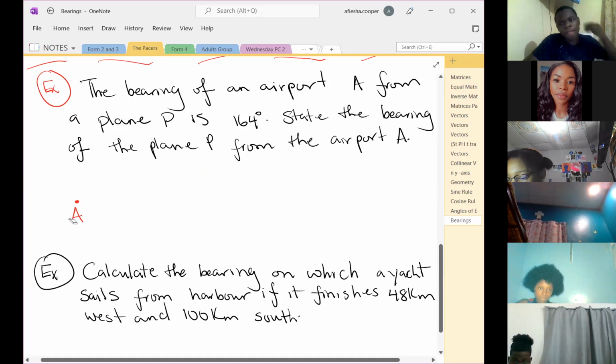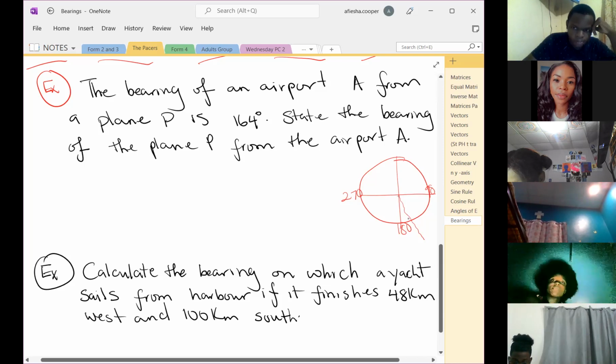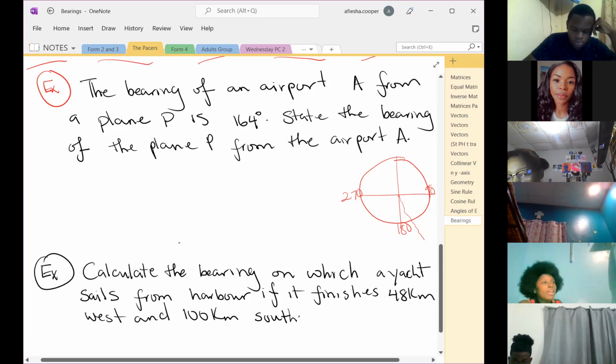How would I draw my two points? So remember, we have to go back to this. And remember 90, 180, 270. So that means 164 is somewhere here, right? Yeah. Right, so where would my points be? So we kind of have top and bottom. So which one is the top, which one is the bottom?